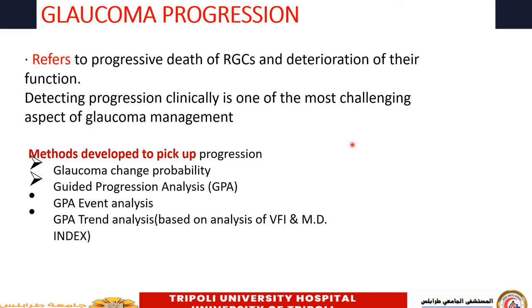And the clinician should not be satisfied just by the diagnosis of glaucoma and giving the treatment to the patient without asking this question: is your patient stable or not? If your patient is stable, that's it. If your patient is not stable, you have to intervene either surgically or medically to make him stable, to preserve his vision. And in the next slides, we'll see the different types of glaucoma progression and the different methods, like the glaucoma change probability and the guided progression analysis by Humphrey, either an event analysis or trend analysis using the VFI or the mean deviation.